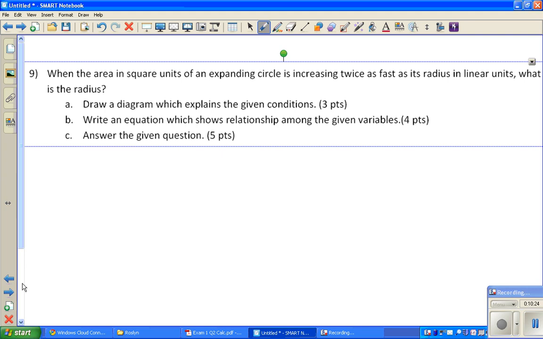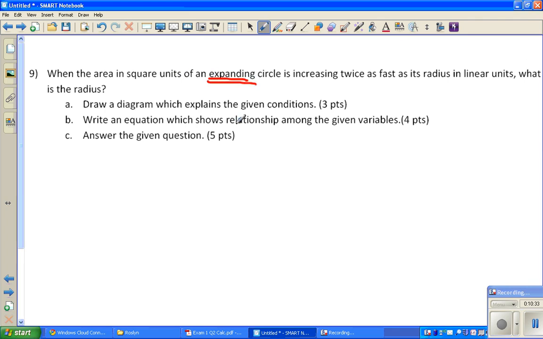All right. Now, here comes number 9. What is the radius when the area of the square unit is expanding? The word expanding refers to motion, the first derivative. The area is increasing twice as fast as its radius in the linear unit. Then, in other words, dA/dt is 2 times dr/dt. That's what they're referring to. Then what is the radius? That becomes our final question.